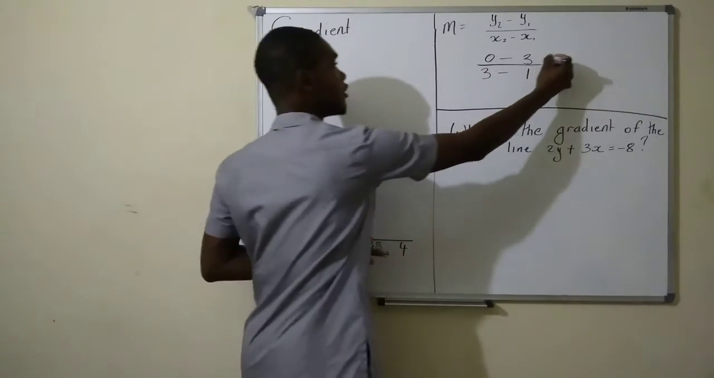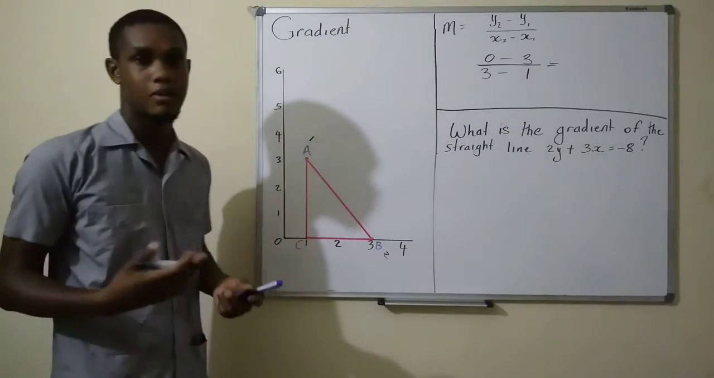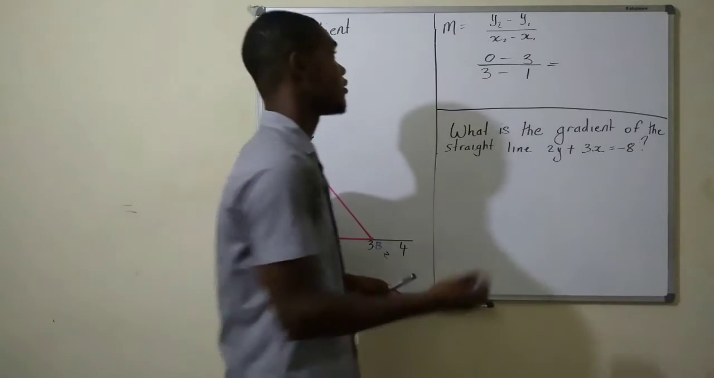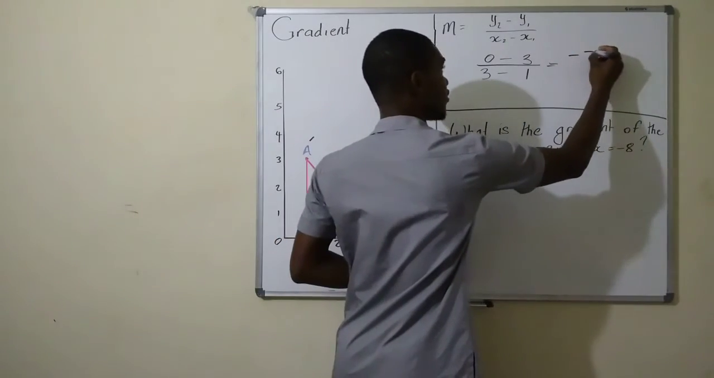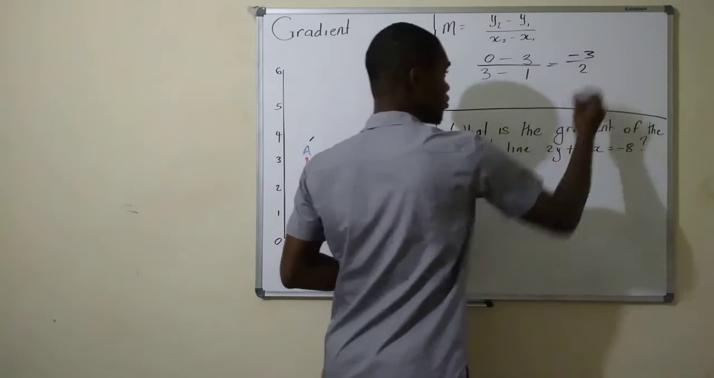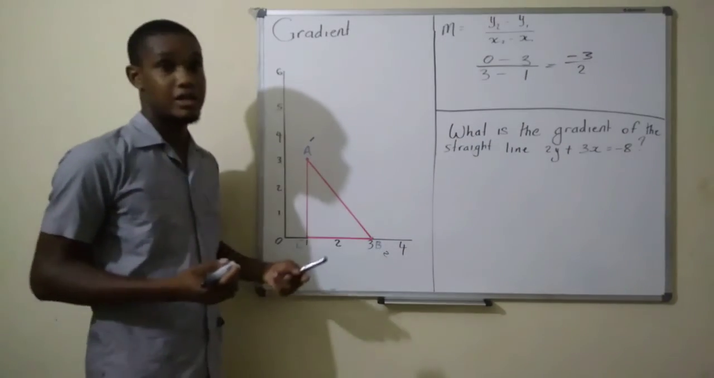When you get it written out like this, you'll just do your normal mathematical calculations. So 0 minus 3, mathematically that gives you negative 3. And 3 minus 1, mathematically that gives you 2. And that is the gradient of it.